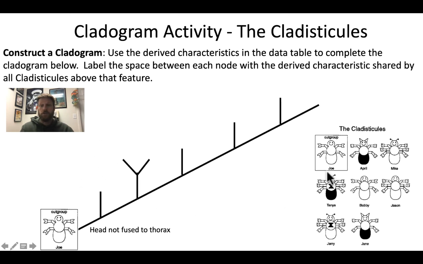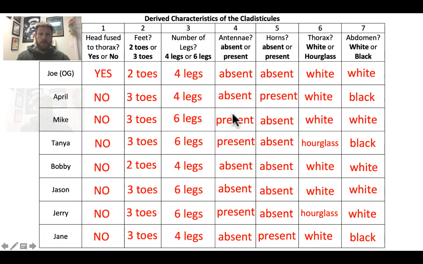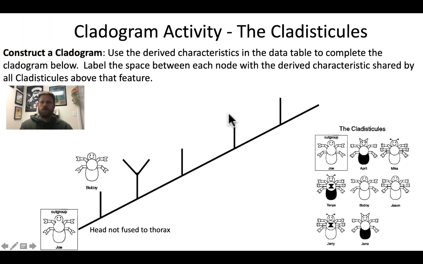So now we need to figure out which cladisticule is most similar to Joe. If you look at your cladisticules, you might say, well, you got Bobby and Jason and Mike. They kind of look like Joe. And when you look a little closer, you'll notice Bobby is exactly the same as Joe, only his head is not fused to his thorax. In fact, when you go back to the data table, you'll see the only difference between Joe and Bobby is that Bobby's head is not fused to his thorax. Everything else about Bobby is exactly the same. They are the most closely related. So the next cladisticule on my cladogram will be Bobby.